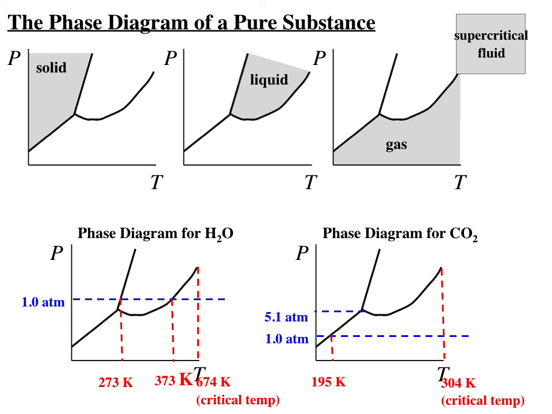Let's forget the idea of the supercritical region right now and just notice that I have a line separating the solid state from the liquid state. I have a line separating the solid state from the gas state, and I have a section of a line separating the liquid state from the gas state. So these are what we call the phase boundaries. The line between the solid and liquid is the solid-liquid phase boundary. The line between the solid and the gas is the solid-gas phase boundary. The line between the liquid and the gas is the liquid-gas phase boundary.